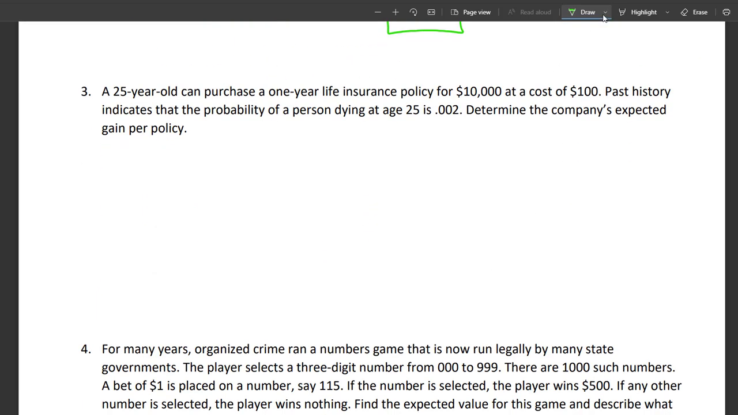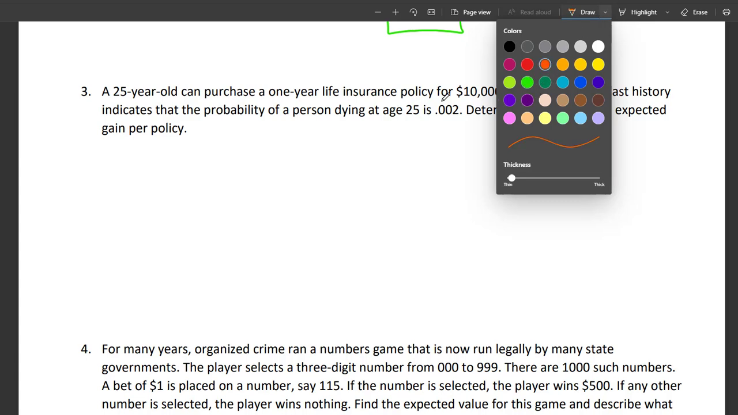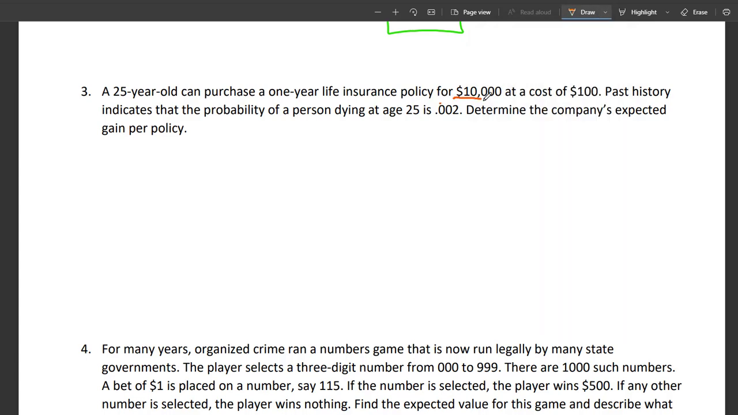Number 3, a 25-year-old can purchase life insurance for $10,000 at a cost of $100. Past history indicates that the probability of a person dying at the age of 25 is 0.002. Determine the company's expected gain per policy. So we're looking at the company's expected gain. So it says that they will sell you an insurance policy for $100. So this insurance company makes money whenever the people live. Whenever the people die, that is whenever they have to pay this $10,000.